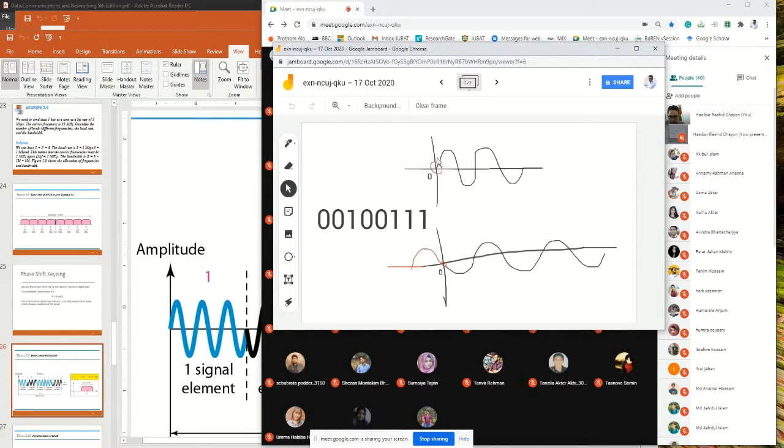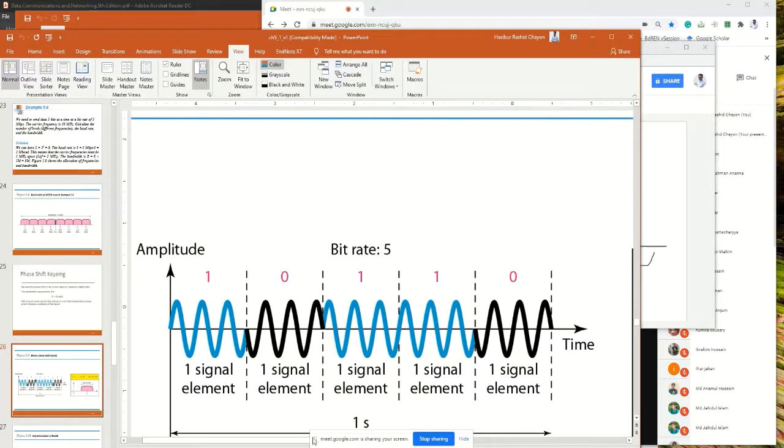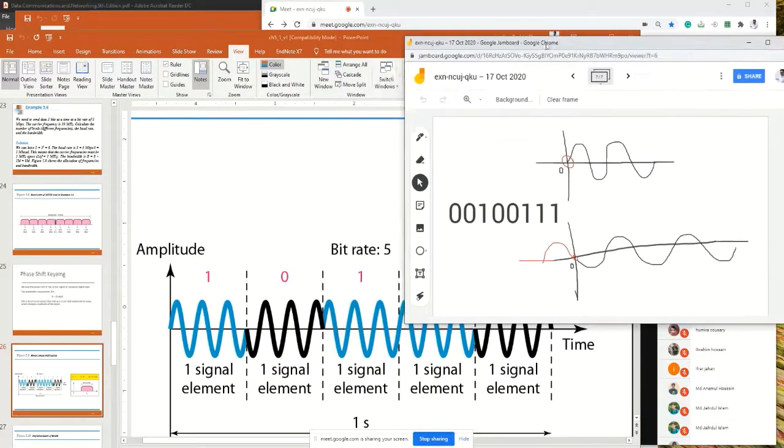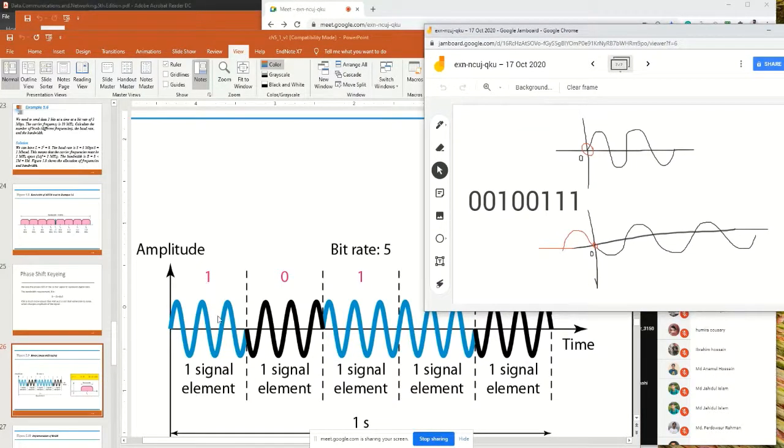Look at these two pictures. This picture is actually the first one. The first one is this one. So this is the same as the reference value, right? So the phase is 0. How about this one? The same thing. See, it's starting from here.